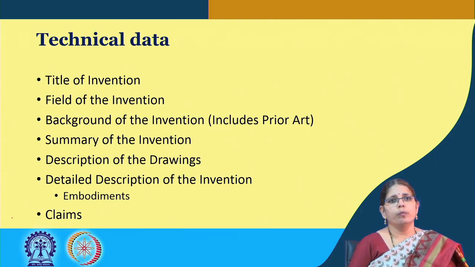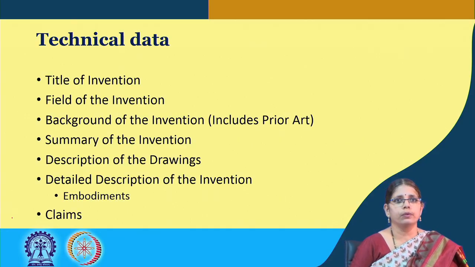The other component of a patent data is the technical data, which is essentially the data in relation to the invention. So, the technical data begins with the title of the invention, which usually is in a phrase, not more than, let us say, 10 words. The other data is the field of the invention, which tells us the broader area to which the invention belongs to. The third category is the background of the invention.